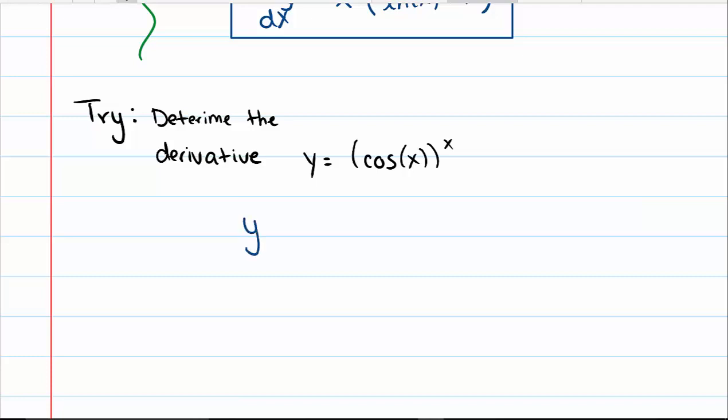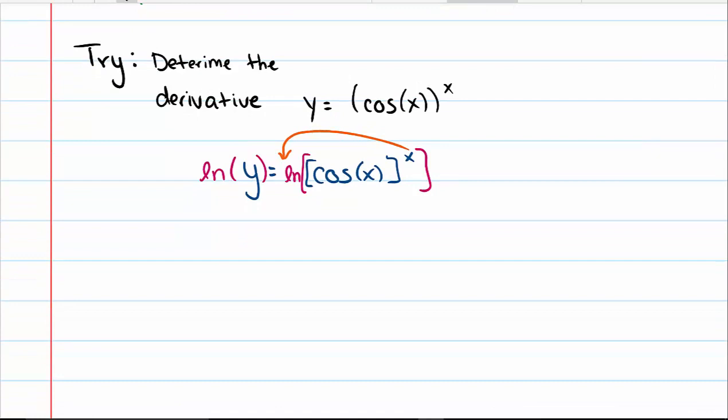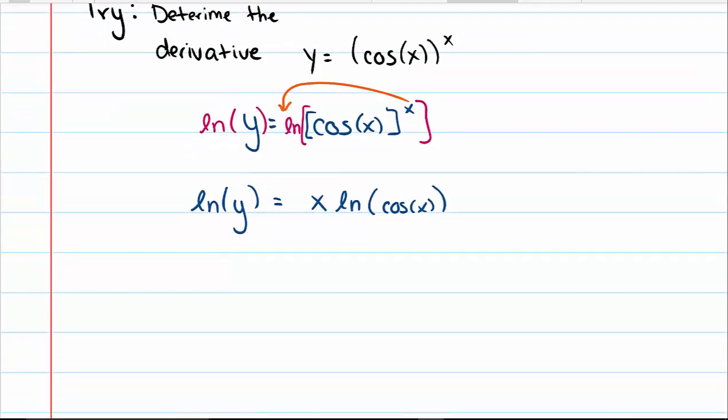So we have y is equal to cosine of x to the power of x. So the first step is to take ln of both sides. And again, the reason we're taking ln of both sides is to bring that exponent down to the front. Typically, if you want to negate an exponential function, you'll take the ln of both sides. So ln of y is equal to x ln of cosine of x. Now what we need to do is take the derivative to get dy dx. So we're going to take d dx to both sides.